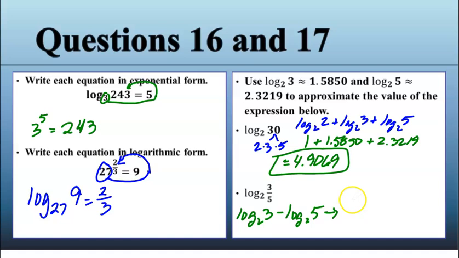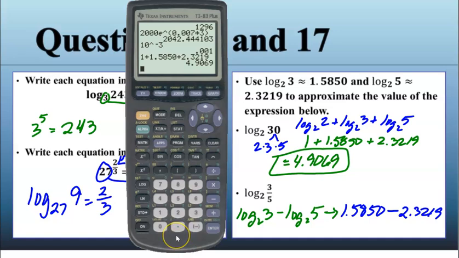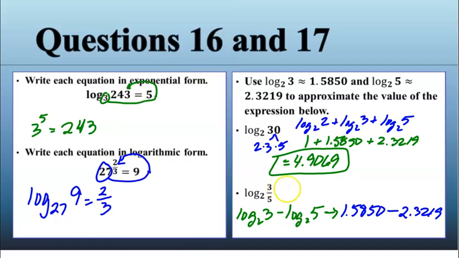which is going to tell us we're going to have log base 2 of 3 is 1.5850 minus log base 2 of 5 is 2.3219. Grab our calculators again. So we have 1.5850, and we're going to subtract 2.3219. That gives us an answer of negative 0.7369.